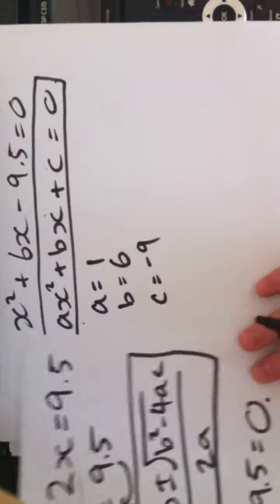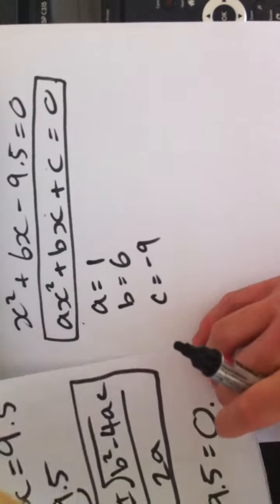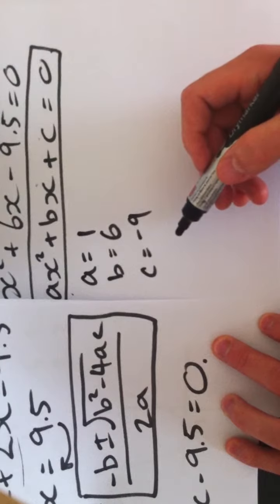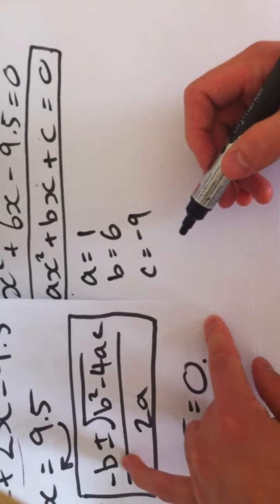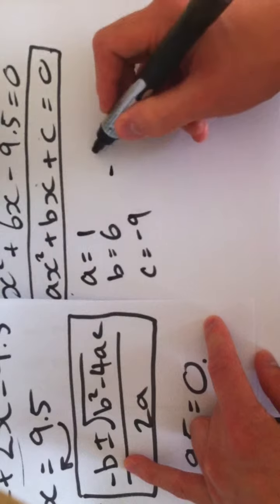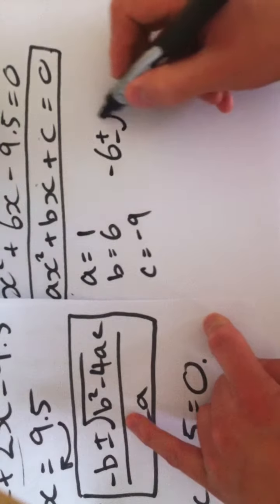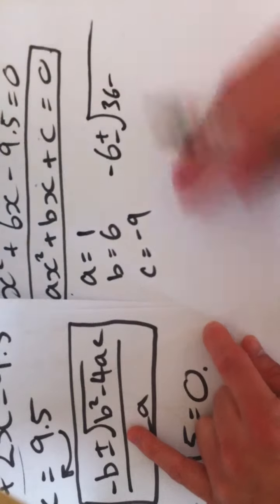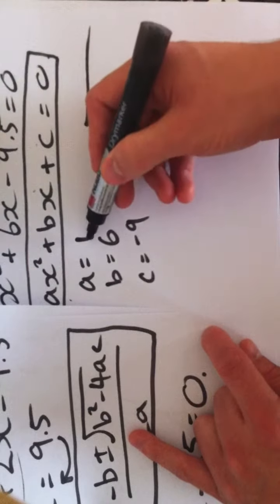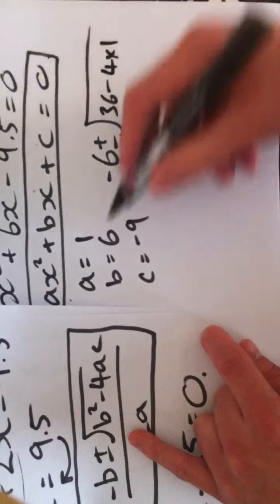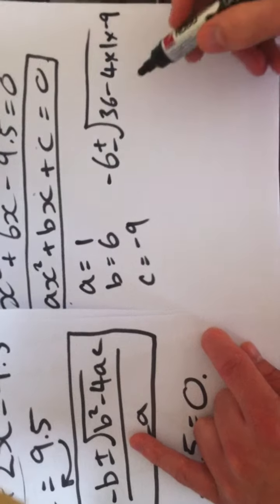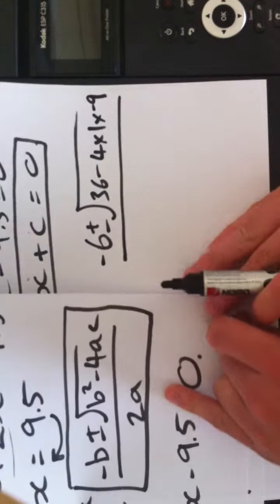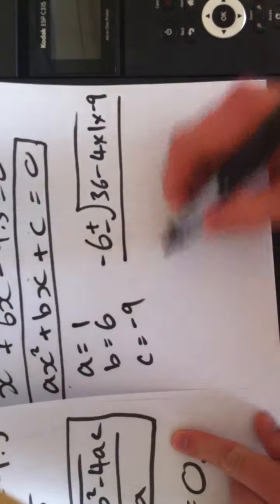Okay. Sub it into this quadratic formula here. I'll pop it on the side. I won't go too slow because you can hopefully pause and slow this down, or watch it again. So I've first of all got minus b, so minus b is minus 6, plus or minus the square root of b squared, so that's 6 squared, which is 36, minus 4 times a, so 4 times 1, times c, times minus 9. And then I'm going to divide that by 2a. 2 times 1 is 2.